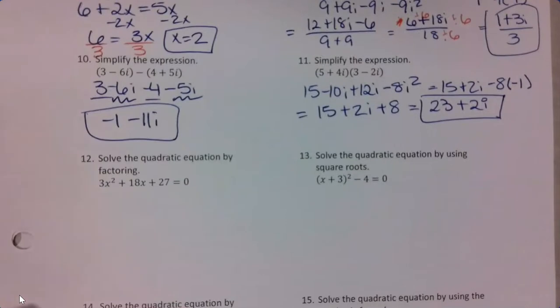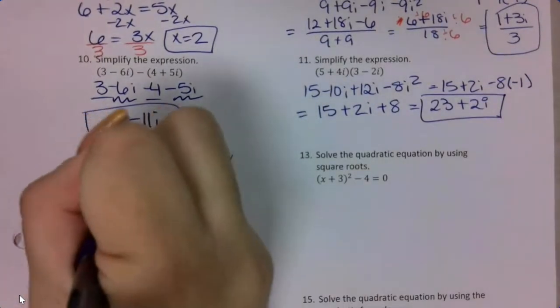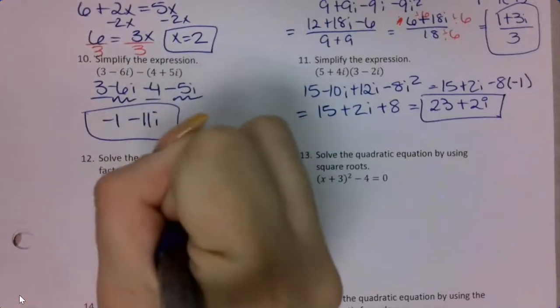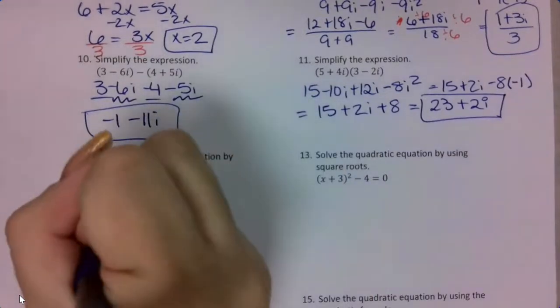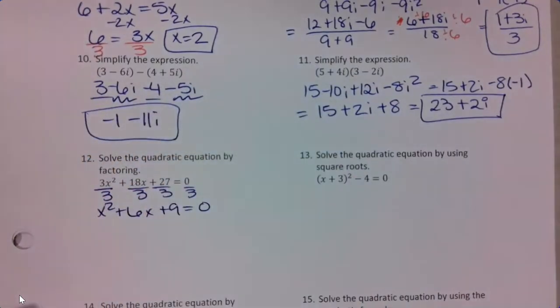Number 12 wants me to solve the quadratic equation by factoring. If I take a look, all three of these numbers are divisible by 3. So I'm going to start off by dividing out my 3. I get x squared plus 6x plus 9 equals 0.